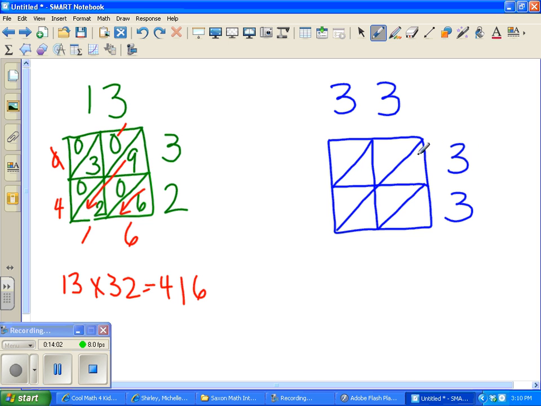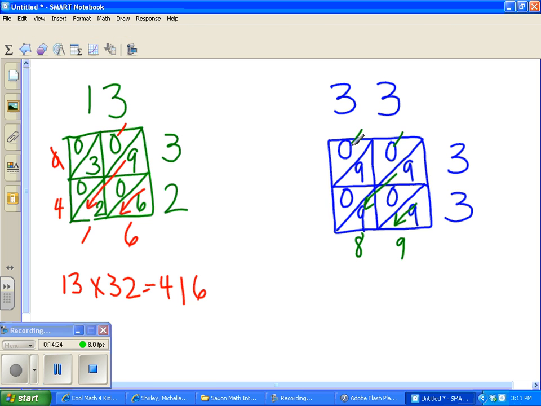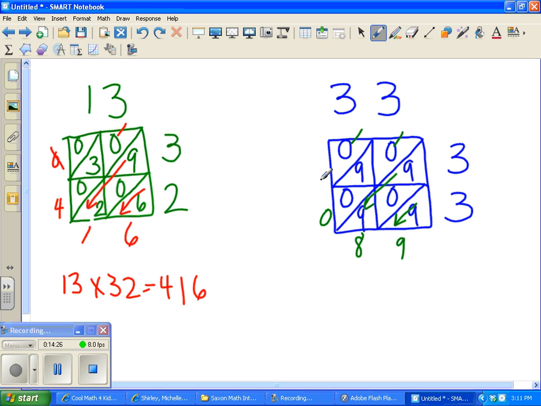Okay, here we go. 3 times 3 is 9. 3 times 3 is 9. Boy, guess what's going to go in all of these? 9. Okay. Now let's get the diagonal going on. 9 plus nothing is 9. 9 and 9. Here we go. Let's see if I can do this right now. 18. 9 and 1 is 10, and 1 and 0 is 1. So 33 times 33 equals 1089.